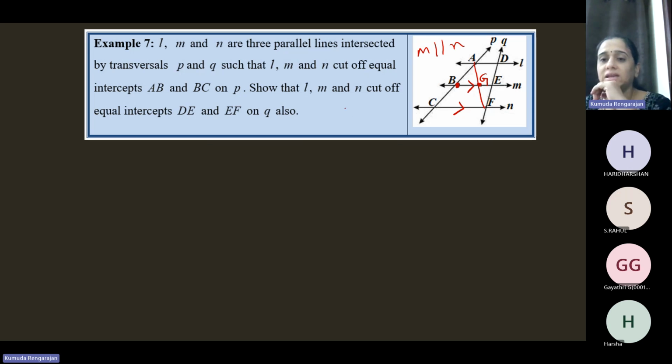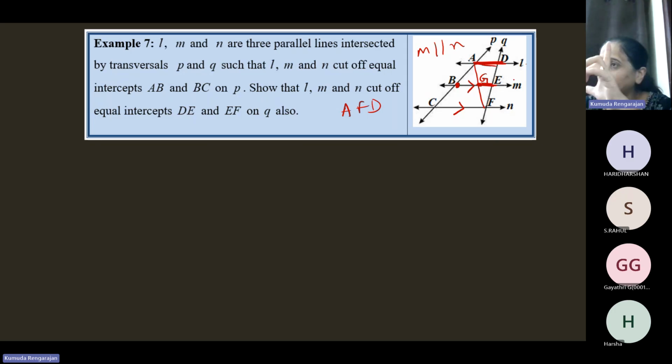Now take the other triangle, AFD. In triangle AFD, we just proved that G is the midpoint of AF and GE is parallel to AD. Why is GE parallel to AD? Because M is parallel to L. So any part of M will be parallel to any part of L.